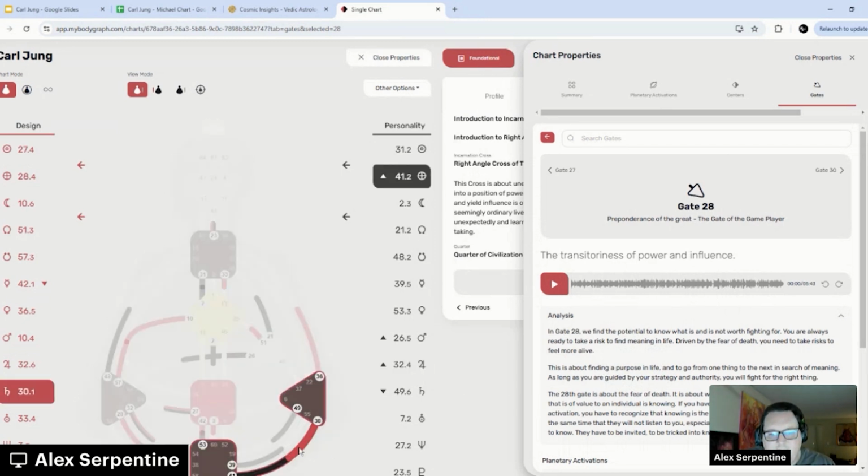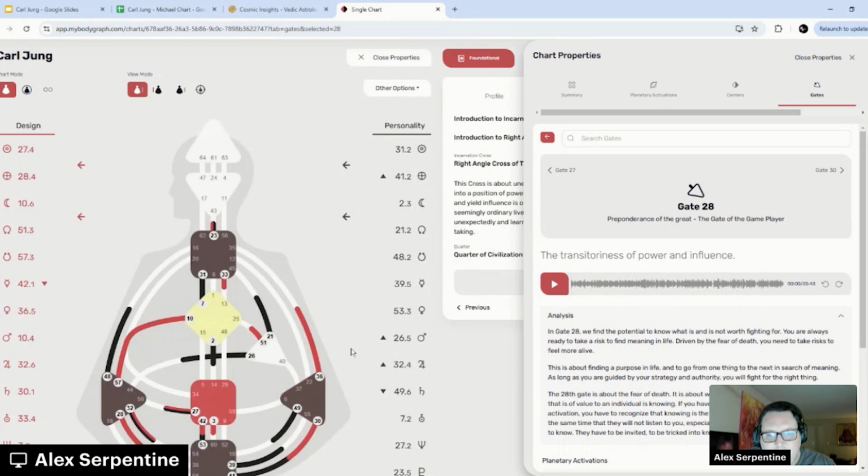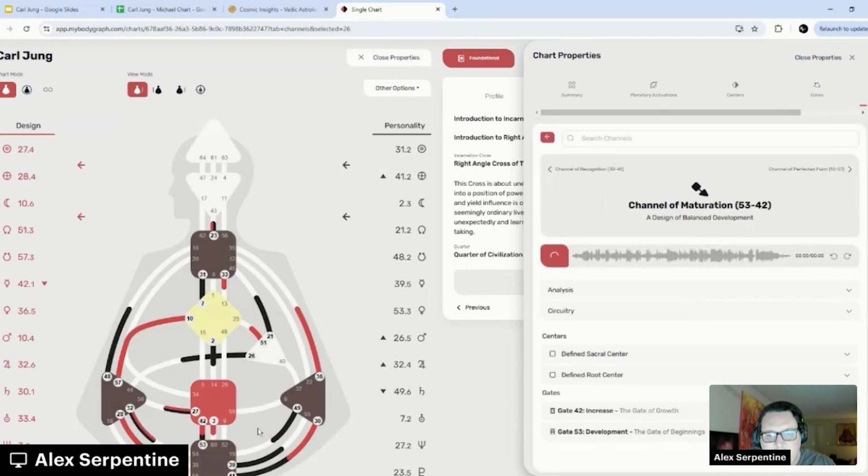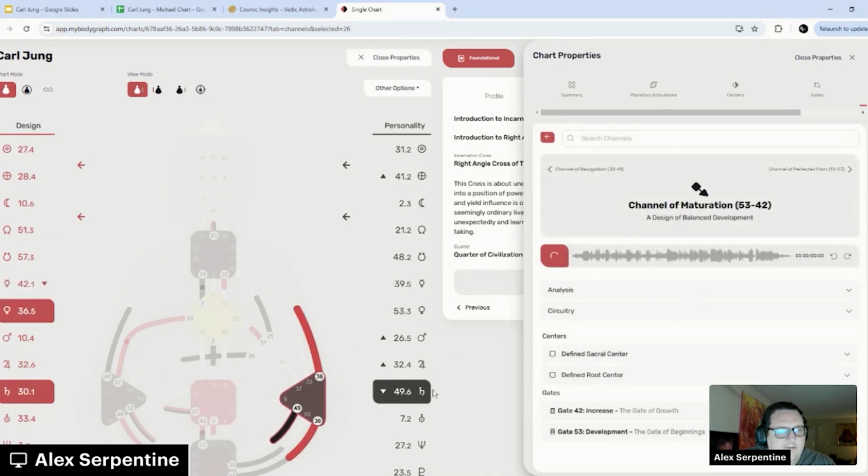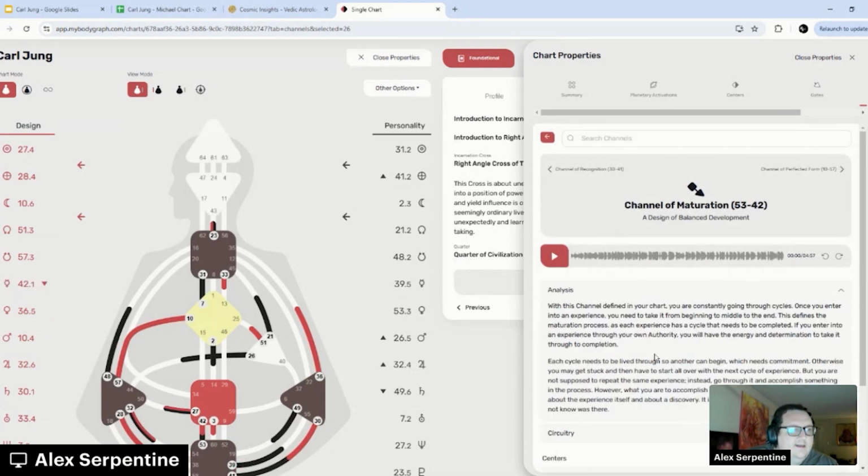I talked a little bit about some of his channels, the 41-30 and the 31-7, and two other ones he has. He has the 42-53, which connects the sacral to his root. It's called the channel of maturation. And this is about going through cycles from beginning, middle to end. So he has a lot of energy to go through different cycles of experiencing and focusing on things until he finishes things. So it has this in-the-moment response tied to his root and to the sacral, which is his life force energy.